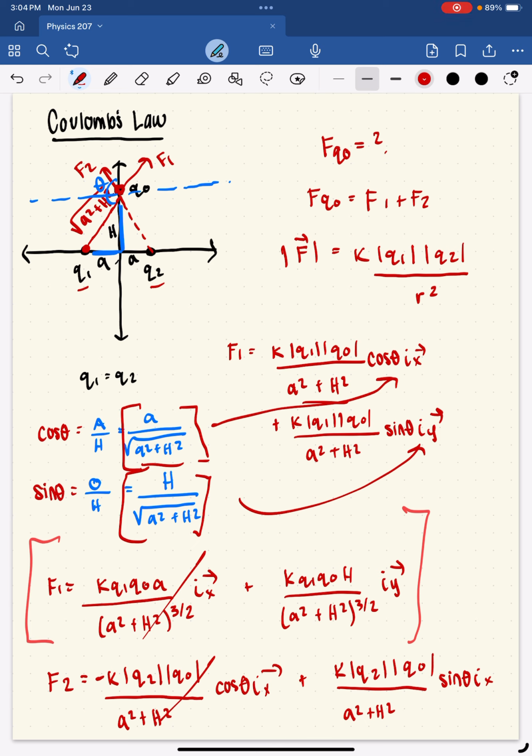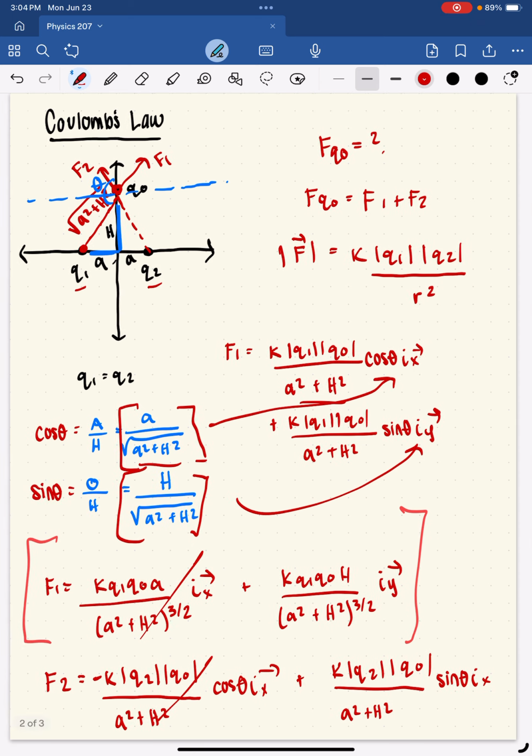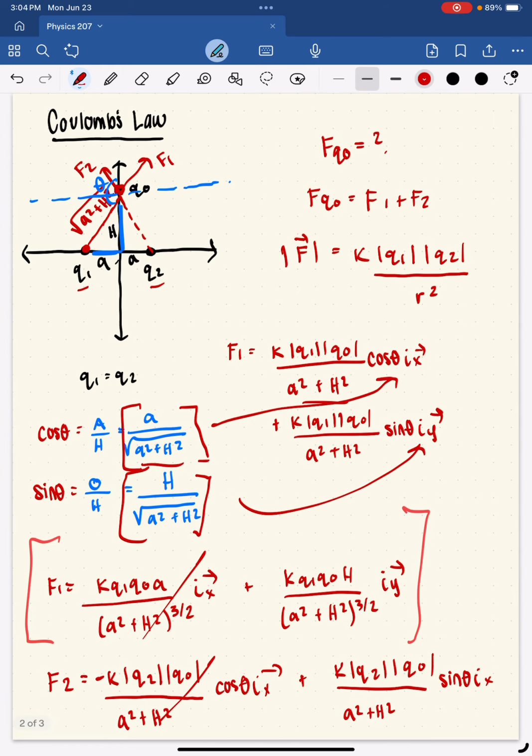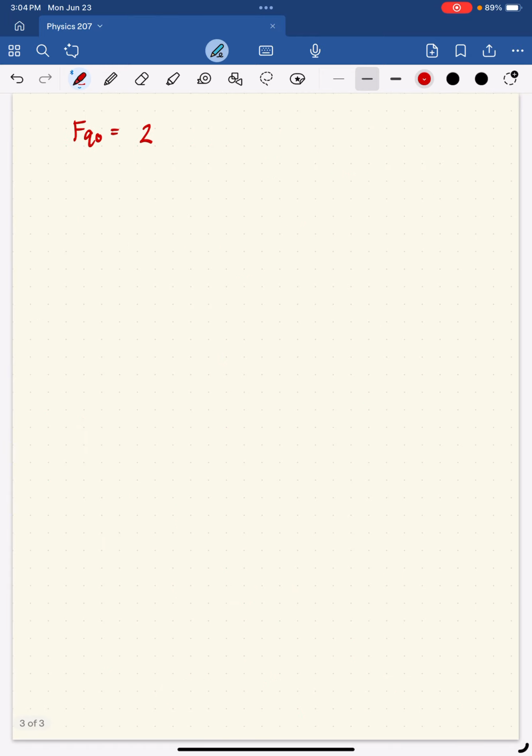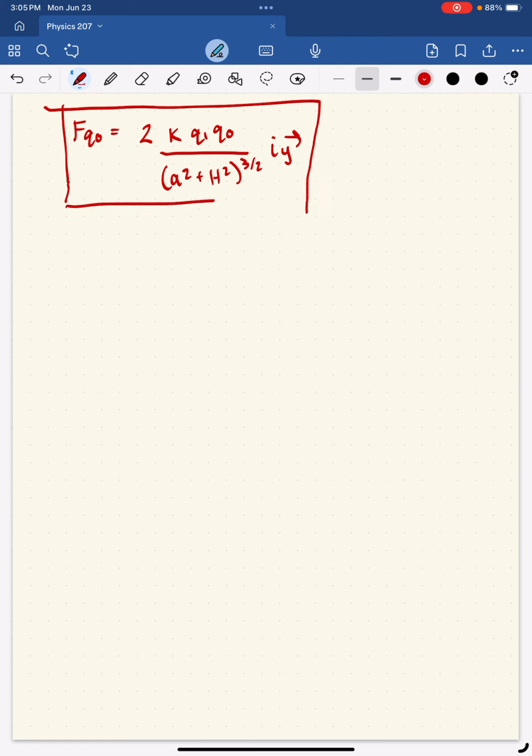So now we can actually get our final answer, since we have the y components of both F1 and F2. So let's go ahead and write that out. So the force on Q0 will be 2, since we have the same thing twice, times K, and we can either pick Q1 or Q2. They're equal to each other, so it's okay to pick either one. And then this would be j-hat, since it's just the y component. And that would be the final answer for this problem.